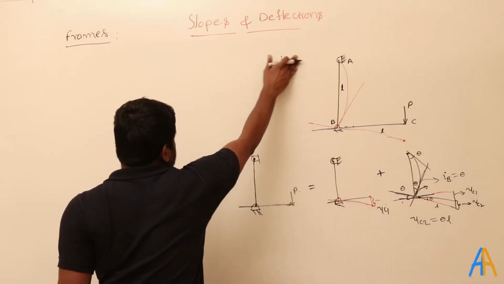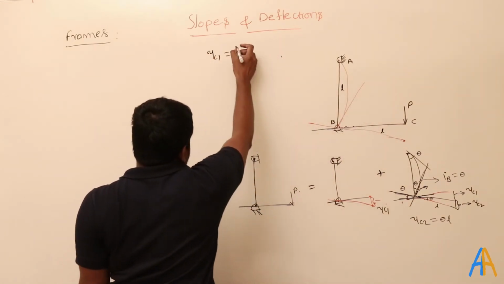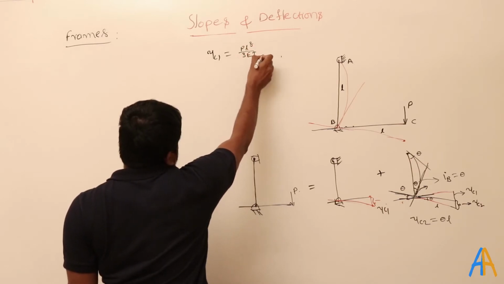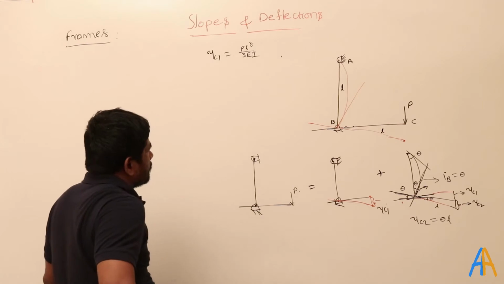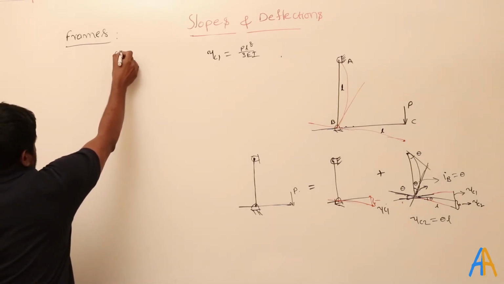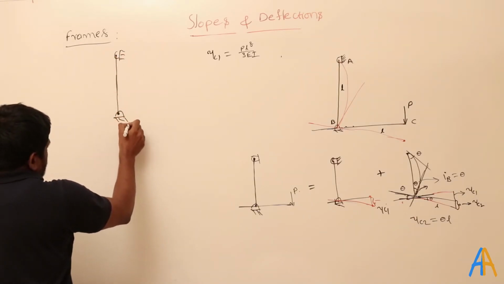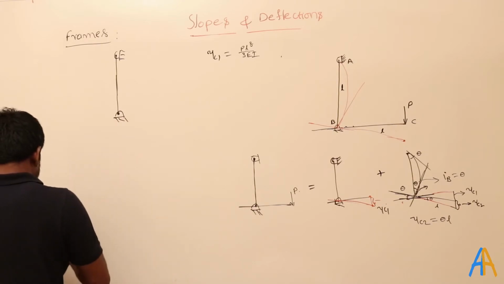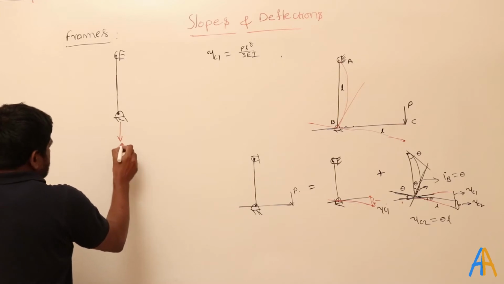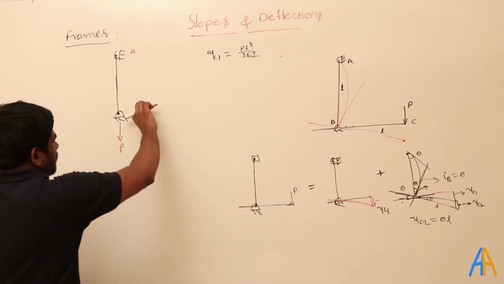YC1 I can easily find out. What is YC1? YC1 is only because of this horizontal, so it is PL cubed divided by 3EI. And what is the second structure? If you take the second structure forces, this is the second structure. So here what are the forces that are acting here? Because of the load, P is acting here. This is A and this is B, and it is trying to rotate this.